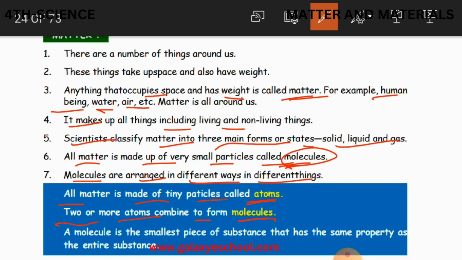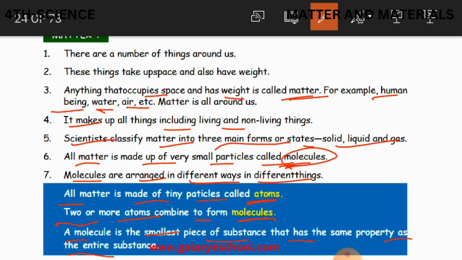Clear, children? A molecule is the smallest piece of substance that has the same property as the entire substance. Whatever substance it is, the molecule has the same property as the entire substance. Substance here is nothing but the material. Clear, children?